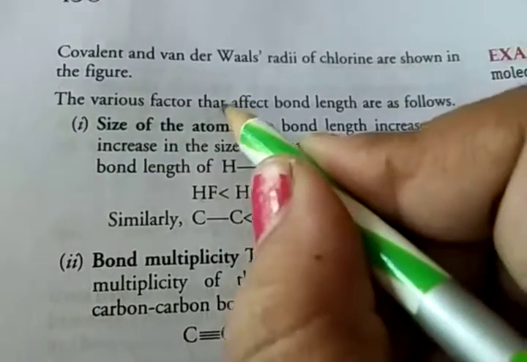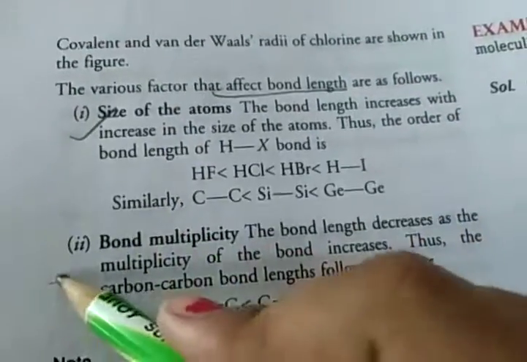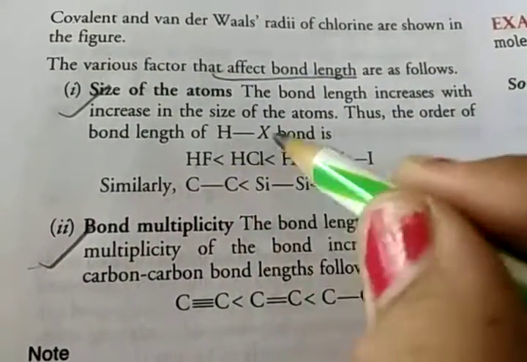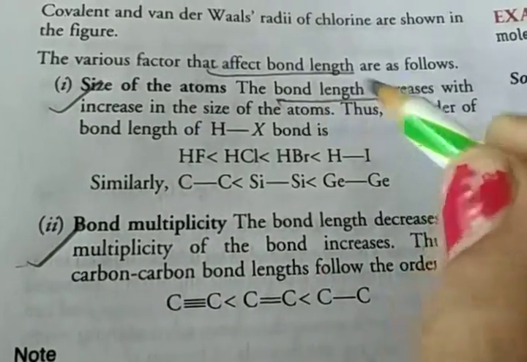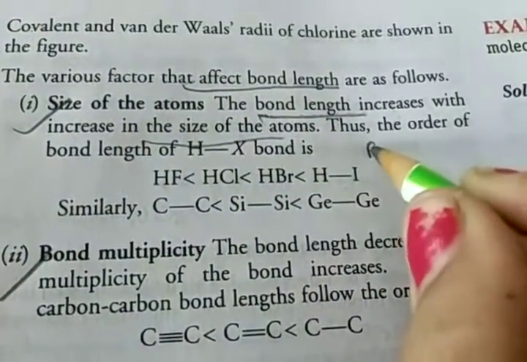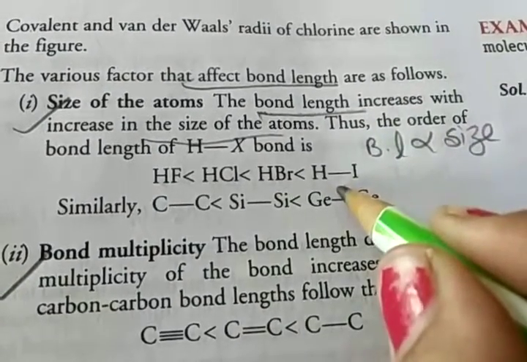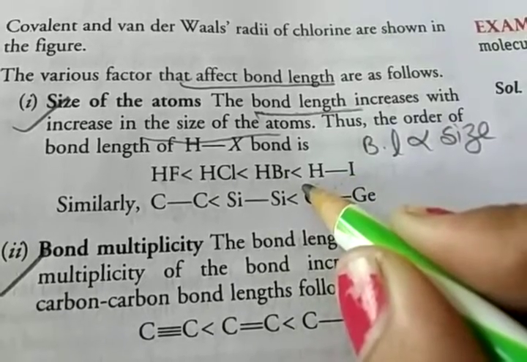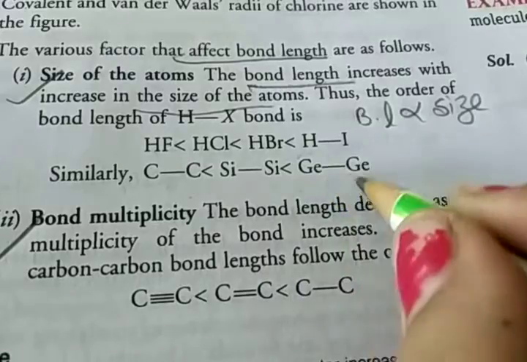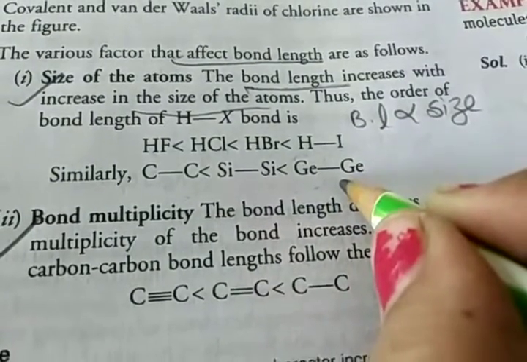Two factors affect bond length. First is the size of the atom and second is bond multiplicity. As the size of the atom increases, bond length increases, so bond length is directly proportional to size. So as iodine's size increases, the HI bond length increases. Similarly carbon, silicon, germanium: as the size increases, the bond length also increases.